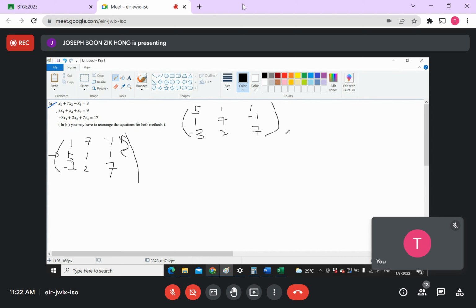So after you have a diagonal dominant system, we need to get the formula first. Let's say now I'm doing Jacobi first.